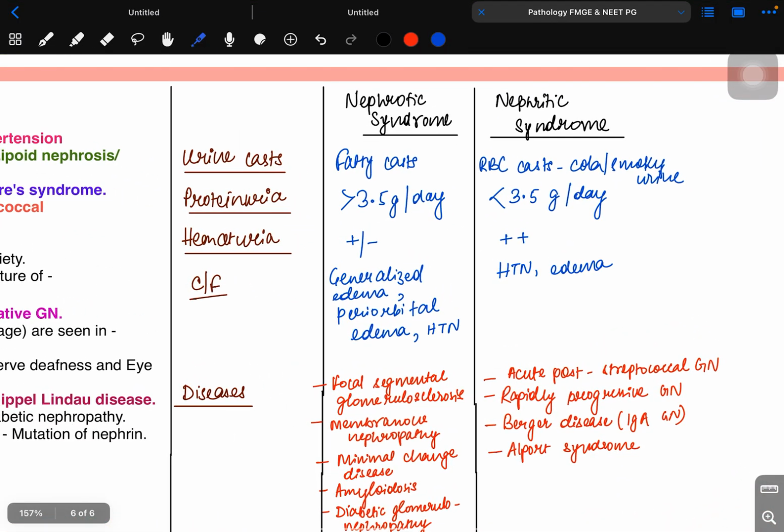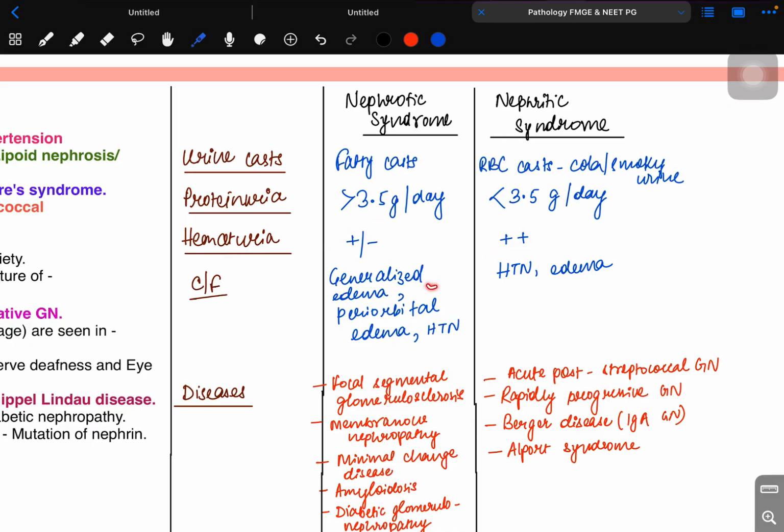So the difference between nephrotic and nephritic syndrome: urine cast in nephrotic will be fatty cast and in nephritic it will be RBC cast, which gives a cola or smoky urine. Proteinuria is more than 3.5 gram per day in nephrotic and less than 3.5 gram per day in nephritic. Hematuria may be present or absent, but in nephritic it is always present, therefore RBC casts are seen.